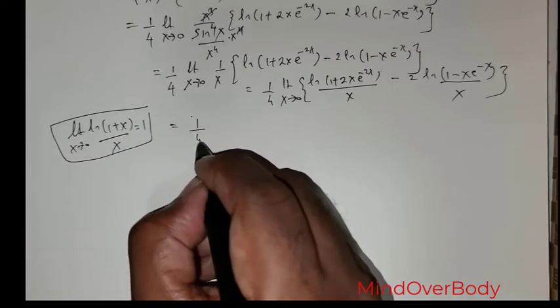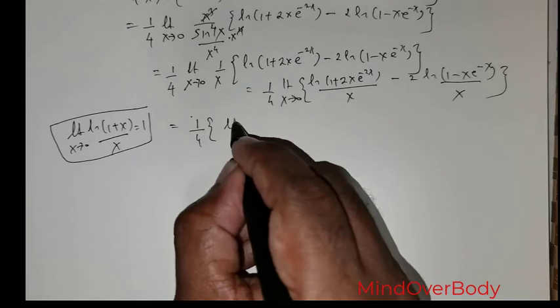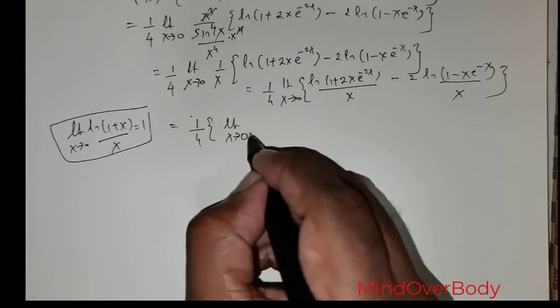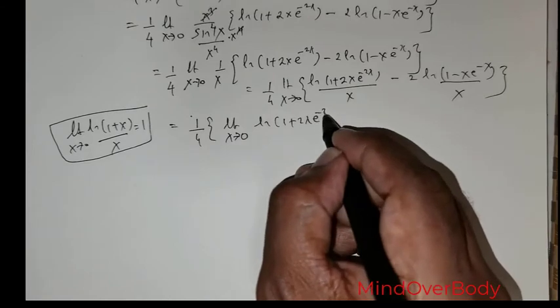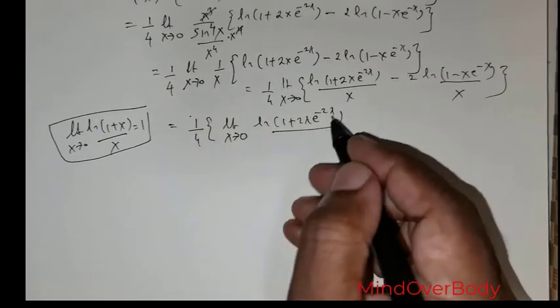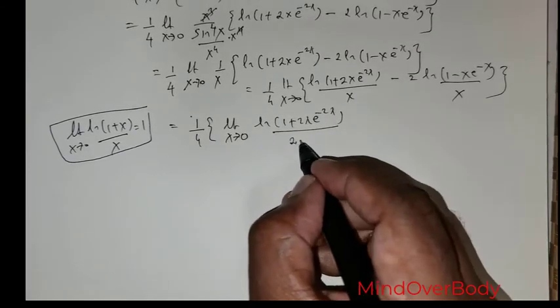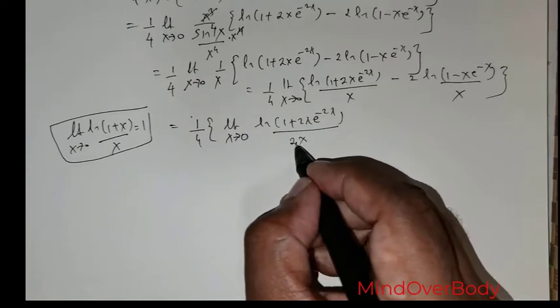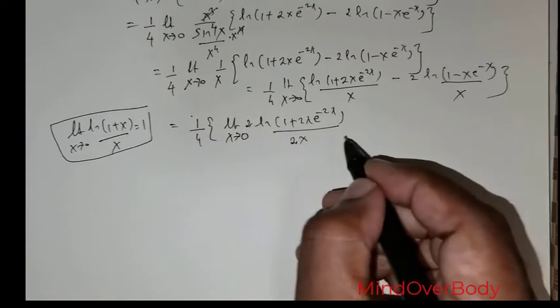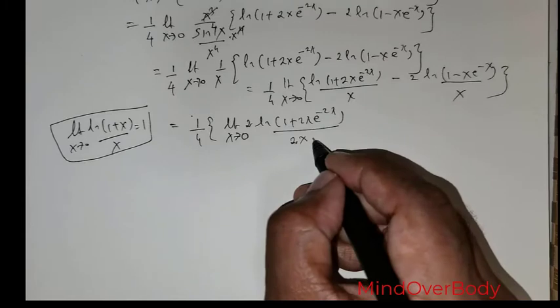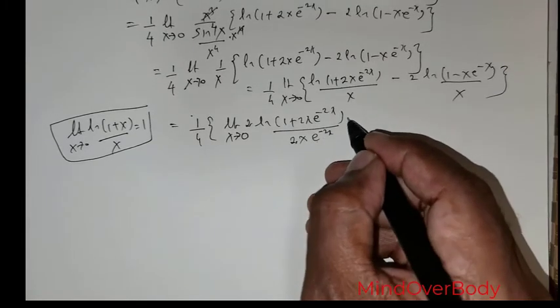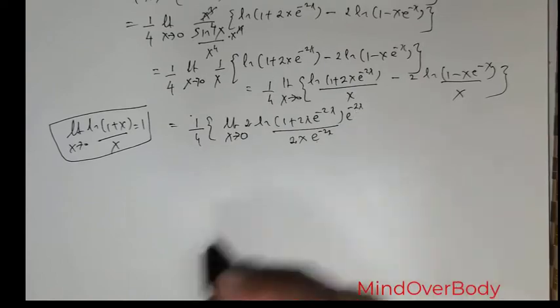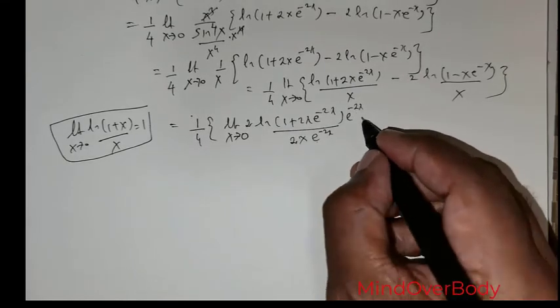So if I were to use that, this is going to be limit x tending to 0 of ln of 1 positive 2 times x e raised to the power of negative 2x. I got an x, so all I need to do is to place a 2 here. If I were to place a 2 here, I will have to place a 2 here, and then I will have to have e raised to the power of negative 2x. If I were to have an e raised to the power of negative 2x, I will have to place that e raised to the power of negative 2x over here.